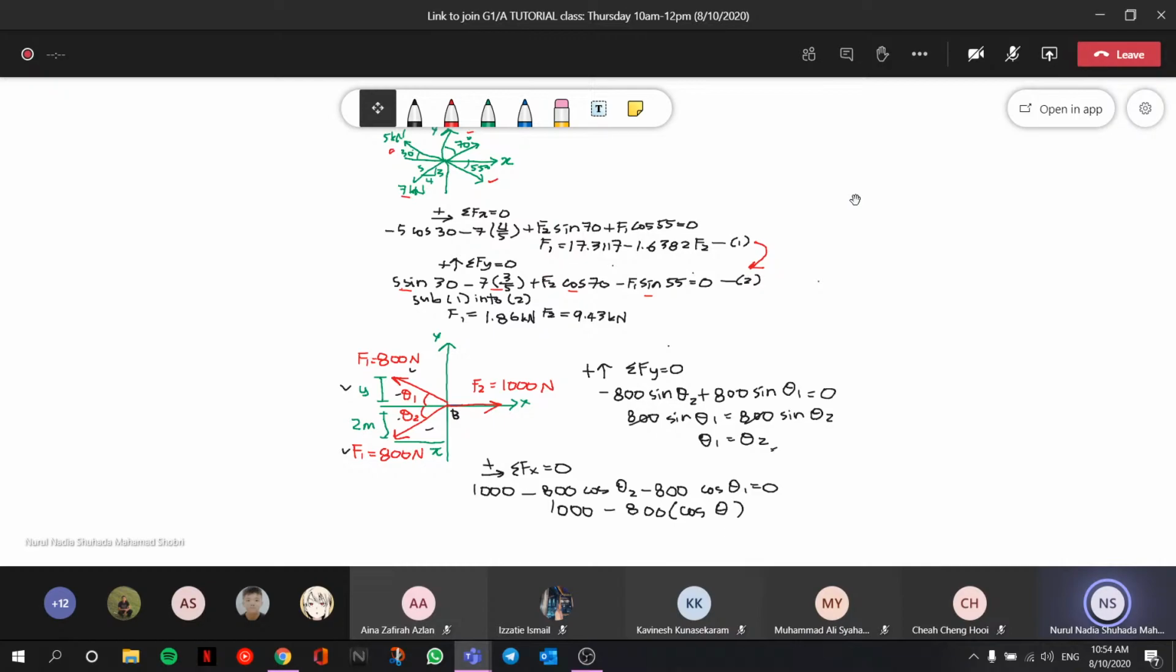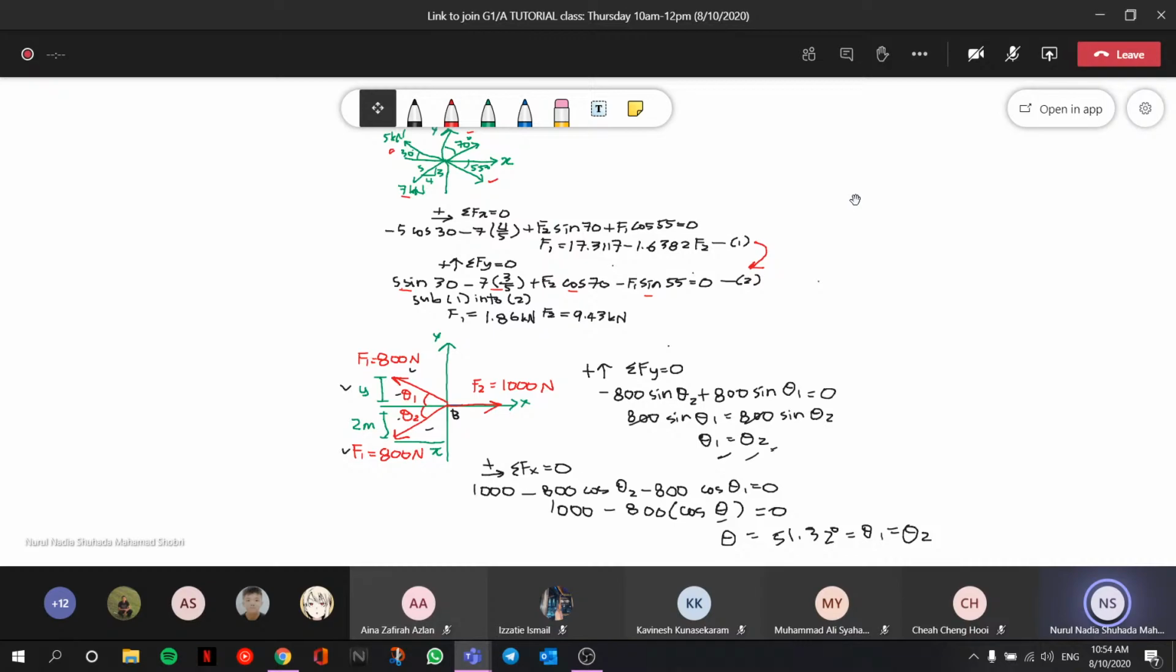This one I just make theta, because from above you can see theta 1 is equal to theta 2, so we can just assume this to be one angle, cos theta, equal to 0. When you solve this equation, you can get theta equal to 53.2 degrees, which means this is also the angle for theta 1 and this is also the angle for theta 2. So they are equal to each other.